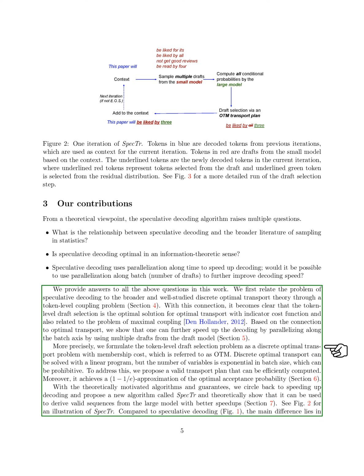We frame the token-level draft selection problem as a discrete optimal transport problem with membership cost, referred to as OTM. While discrete optimal transport can be solved with a linear program, the number of variables grows exponentially with batch size, which can be challenging. To overcome this, we propose an efficient transport plan that approximates the optimal acceptance probability closely. With these theoretical foundations, we return to the task of speeding up decoding and introduce a new algorithm, SpecTr. We show that SpecTr can be used to derive valid sequences from the large model more quickly.